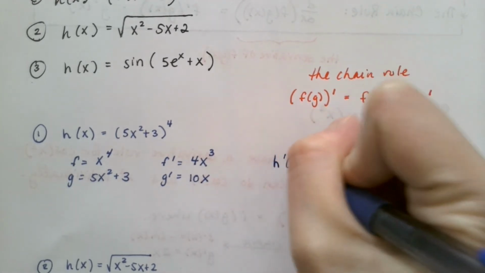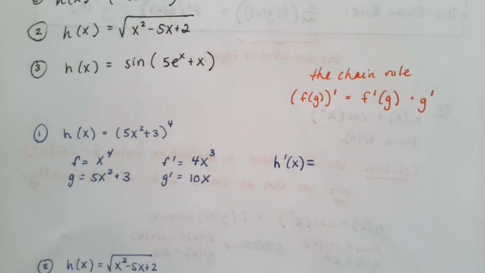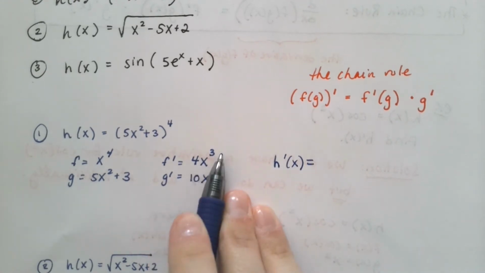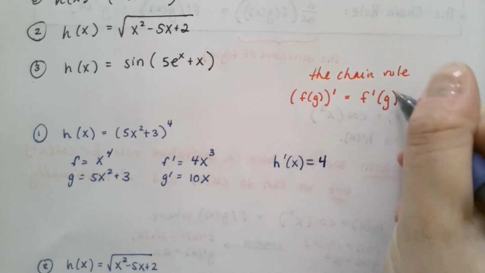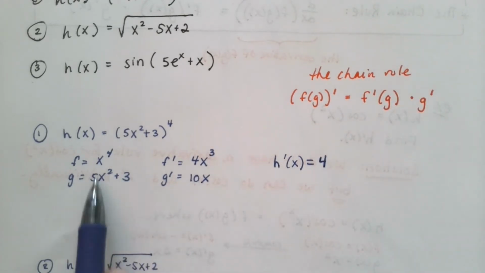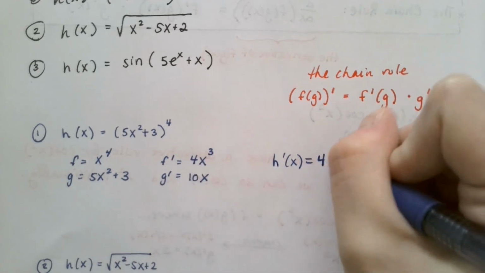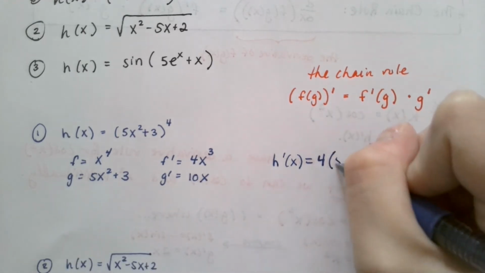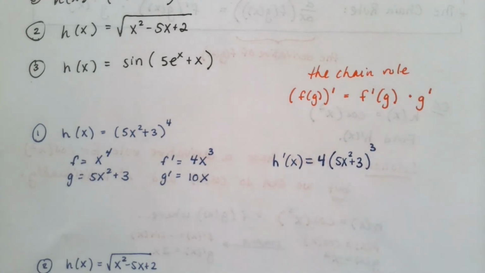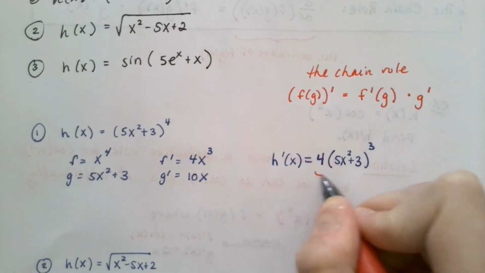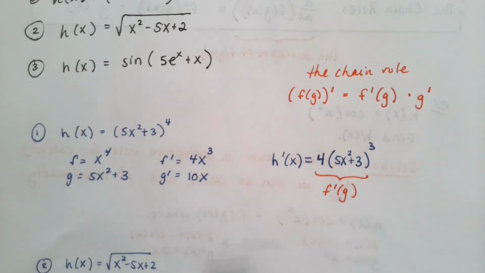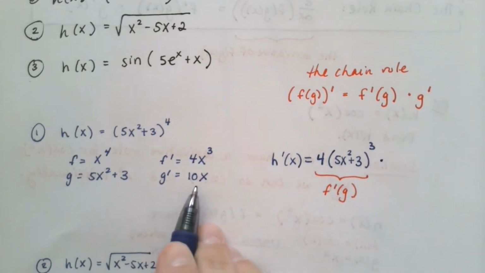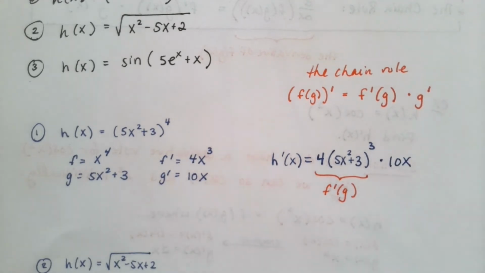Alright, so my derivative h prime of x, I want f prime, so that's 4 times something cubed. But I'm going to plug the original g into it. So I'm going to take this function and plug it in here. So I have 4 times 5x squared plus 3 cubed. So that's my f prime of g. I should actually label this, at least for the first one. So this is f prime of g, using this f prime and this g. And then I'll multiply this times g prime. So for us, g prime is 10x, so I'm just going to write times 10x, and that'll be it.